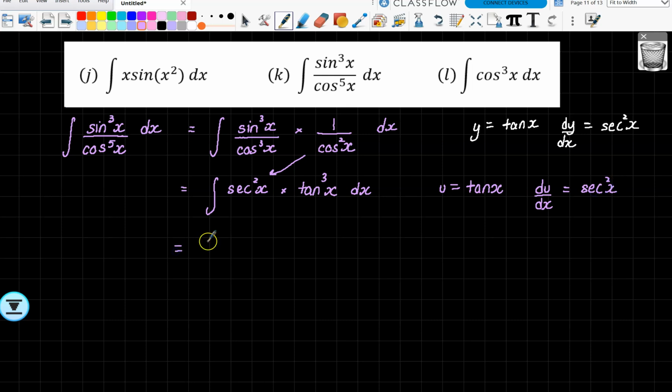Okay, so now I'm integrating u cubed. That's my du by dx, so I'm integrating that with respect to u. And I think you can take it from here. So it's u to the 4 over 4 plus c, and we just replace that. So we can write tan to the 4 over 4, or we can say it's 1/4 times tan to the 4 x, however you want, plus c. Bang.